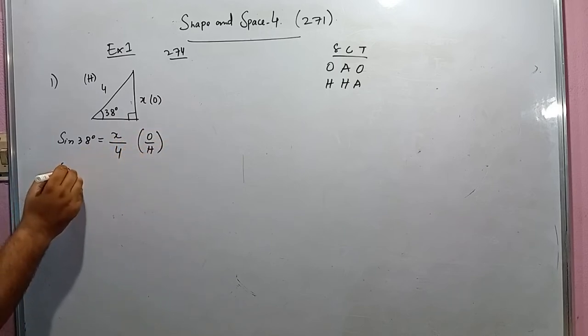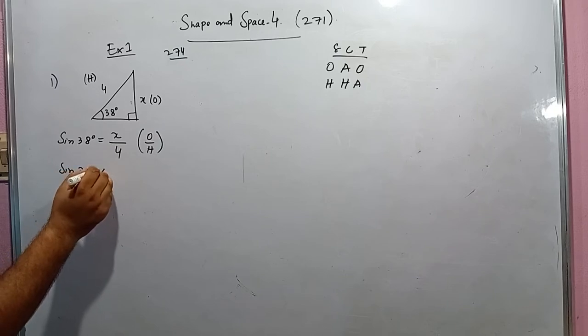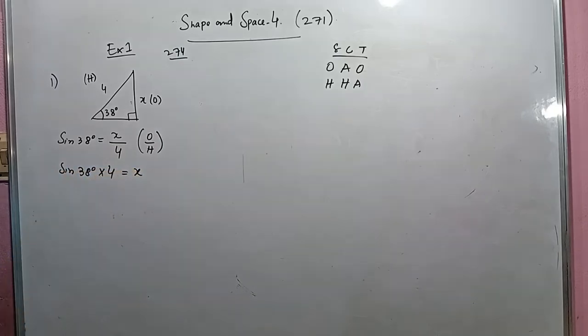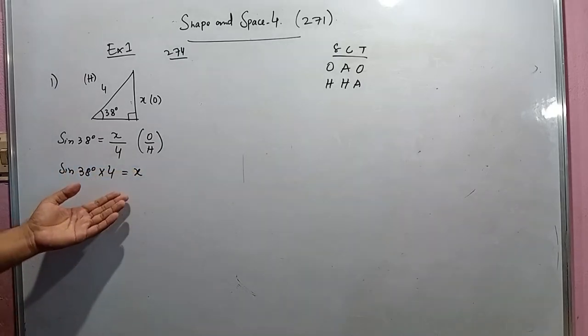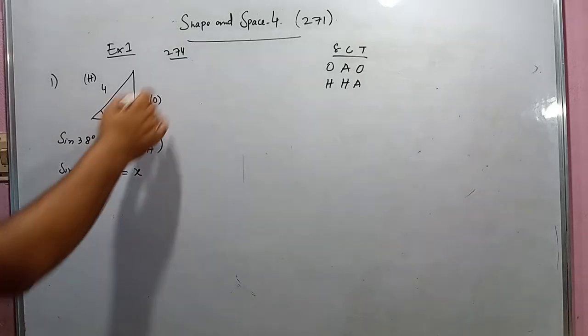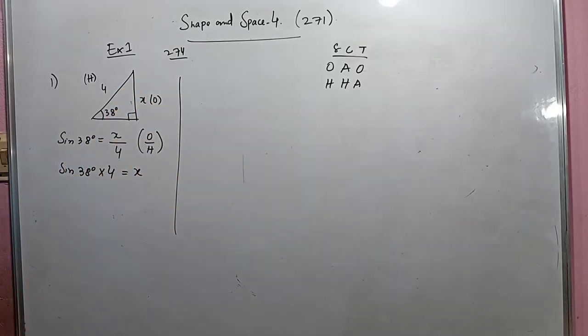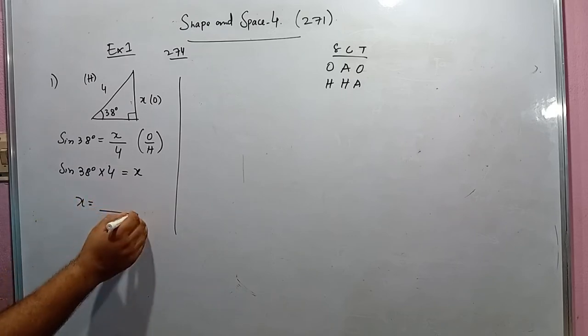Now sine 38 degrees into 4, I am doing transposition, then I will use the calculator, and I can find the value of x. That's it. Now next, you have to find the value of x using the calculator.